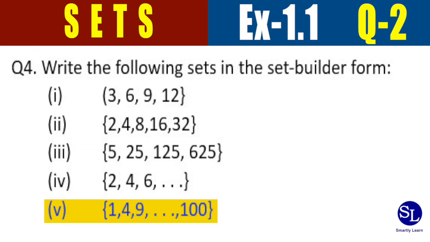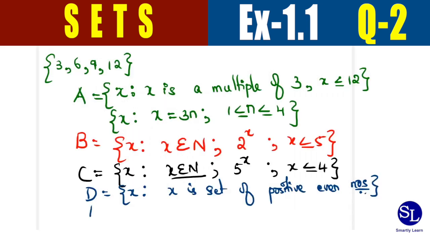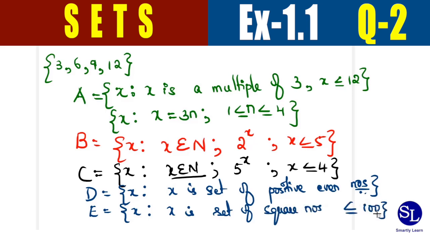Now let's look at the last option. 1, 4, 9 up till 100. So if you look at these numbers, these are perfect squares. 1 square is 1, 2 square is 4, 3 square is 9, so on up till 10 square. So now let's see how to write a set for this. So E is going to be having elements X such that X is a square number, less than or equal to 100. This is one way of defining set E.